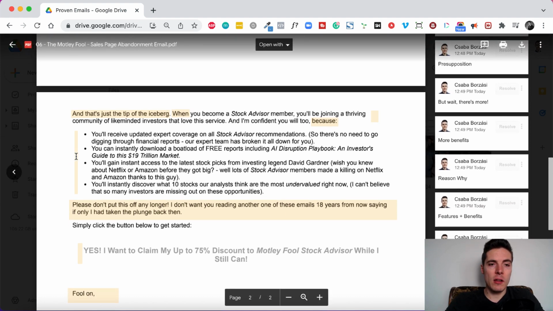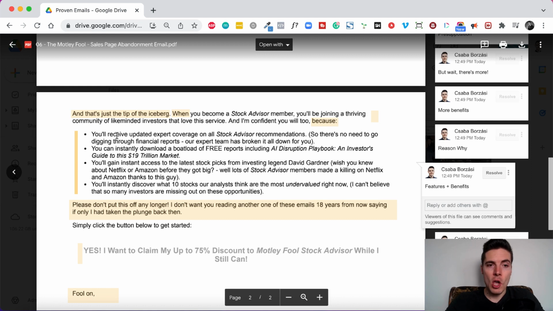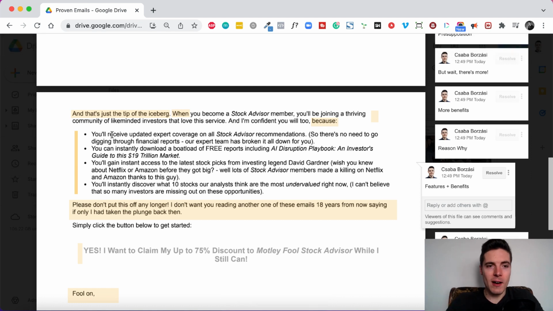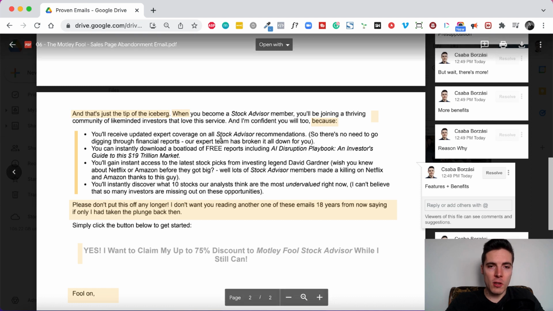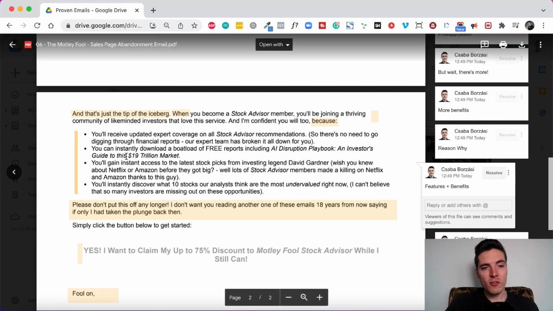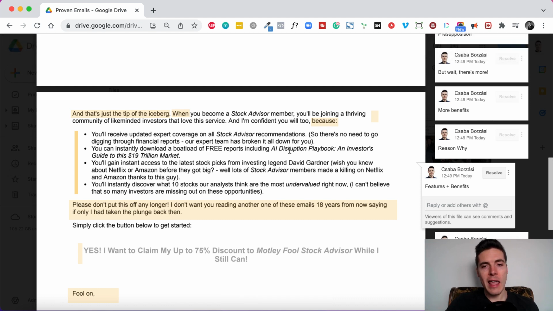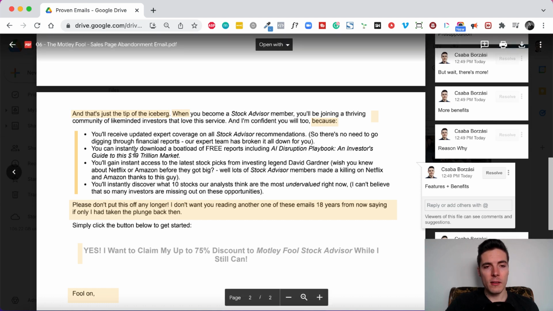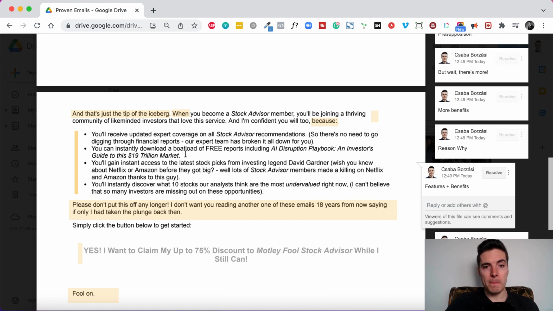And then here we have a comprehensive list of features and benefits. And notice how formulaic they are. You'll receive updated expert coverage on all Stock Advisor recommendations. This is a feature, and then the benefit: so there's no need to go digging through financial reports. Our expert team has broken it all down for you. So it's a typical feature-benefit formula. The next one is, you can instantly download a boatload of free reports, including the AI disruption playbook, an investor's guide to this 19 trillion market. So this is just a pure feature, it seems like.